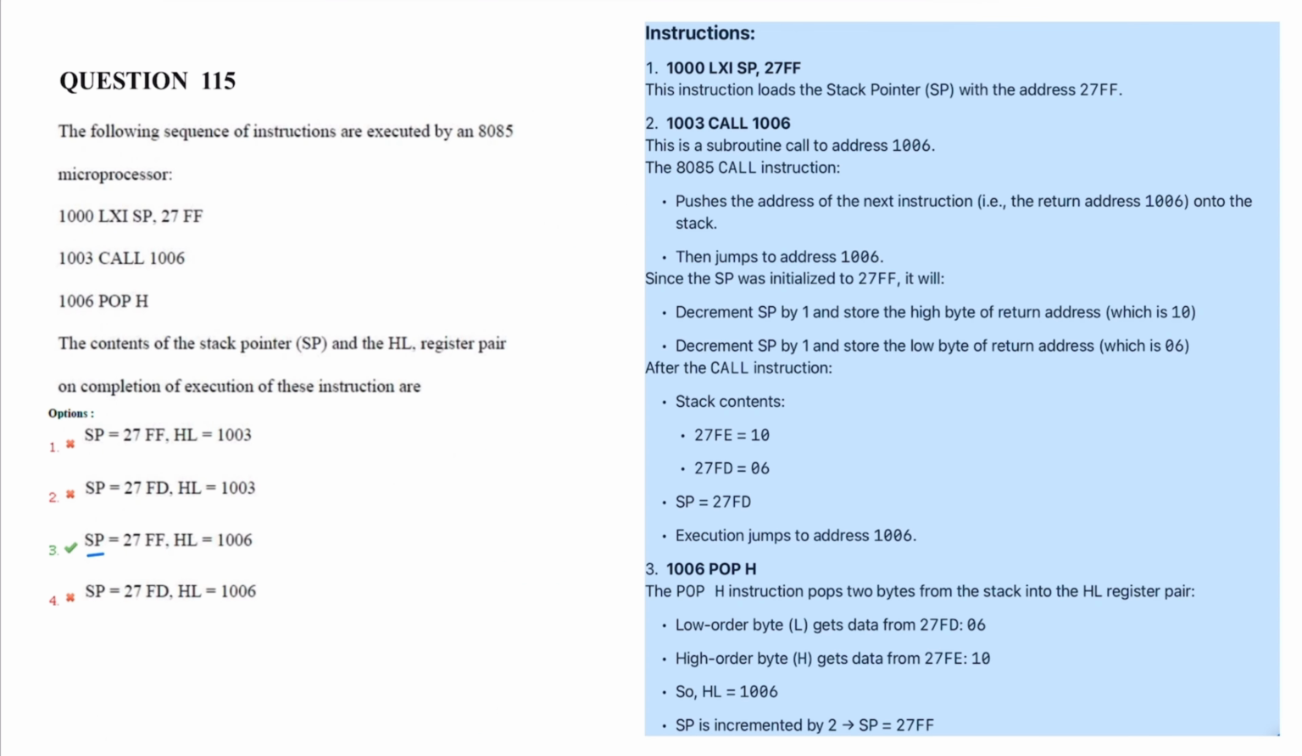Next question. The following sequence of instructions is executed by the 8085 microprocessor. 1000 LXI SP 27FF, 1003 CALL 1006, 1006 POP H. The contents of the stack pointer and HL register pair on completion of execution of these instructions are? After executing these three instructions, what are the contents of the stack pointer and of the HL register pair?